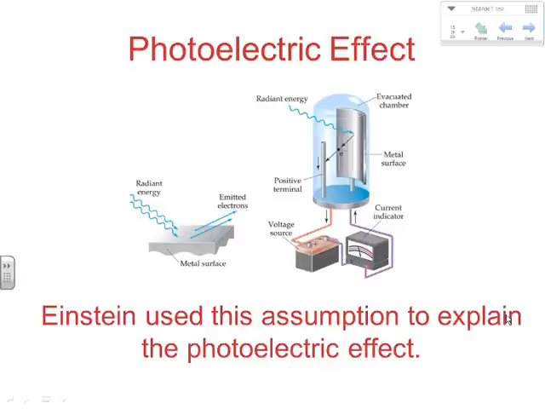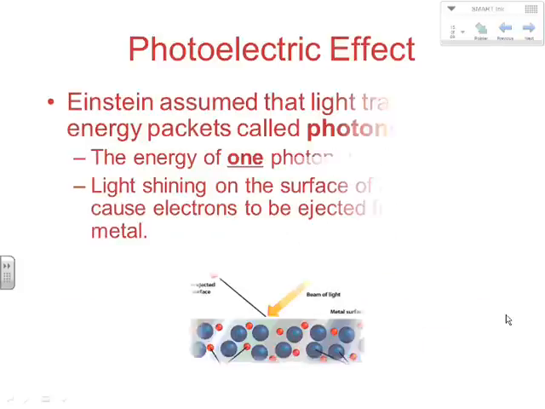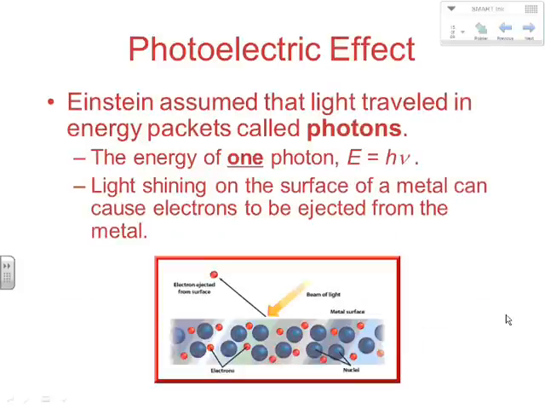Well, scientists couldn't explain with traditional physics how that would happen. And really what Einstein did was apply the same ideas that Planck was using. Einstein assumed that light traveled in energy packets called photons. And the energy of one photon was established by Planck, E equals h nu.